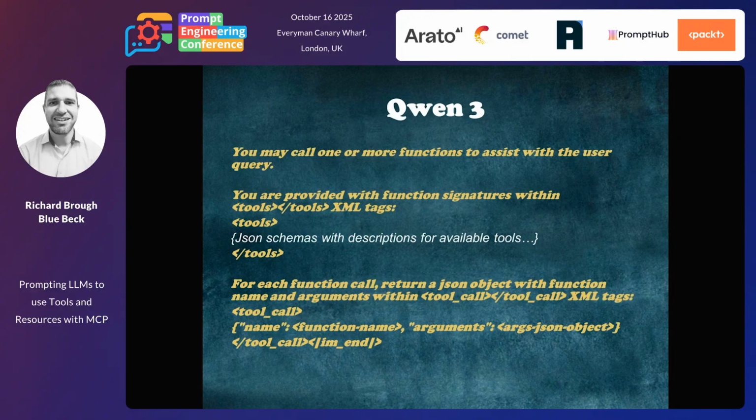Qwen 3 is something of an intermediate. It does have a structured format. You can see that there are XML tool tags wrapped around the JSON schemas, but before it, there are natural language instructions telling it how to use those. And again, at the end, this is how the model responds. It gets this wrapped in the tool call, but there's natural language instructions telling it to respond in that way, but it has nonetheless been trained on that.